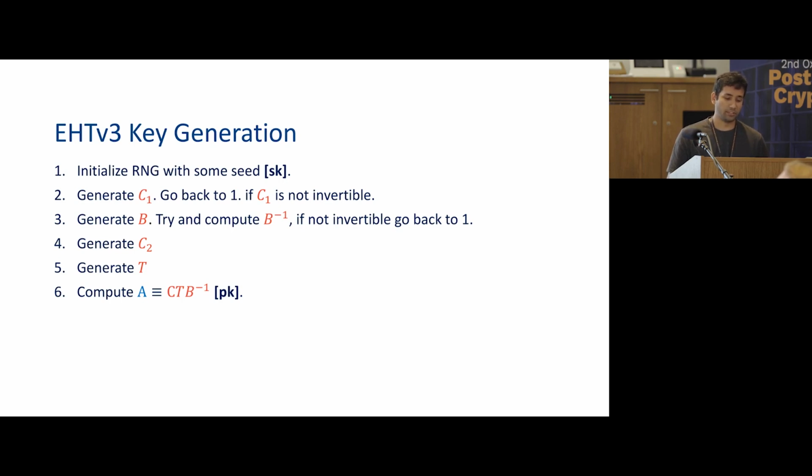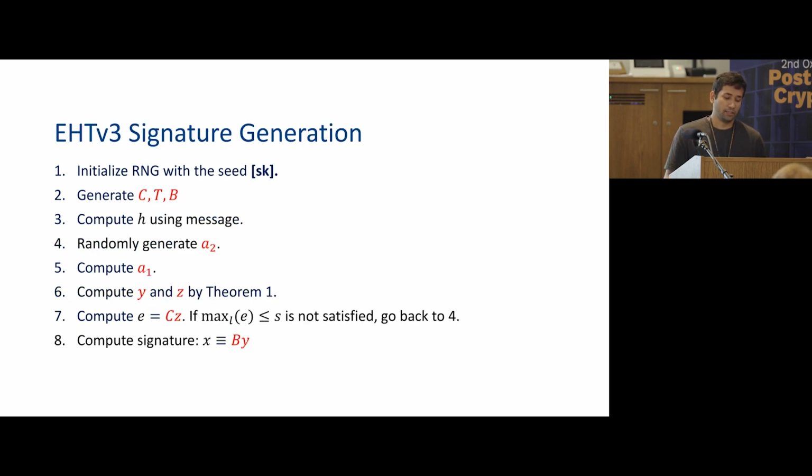So the key generation: we initialize some random number generator with some seed that is part of our secret key. We generate C1. And we go back to 1 if C1 is not invertible. And then we generate B. We try and compute B inverse. If it's not invertible, we go back to 1. We generate C2. We generate T. And finally, we compute the public key A.